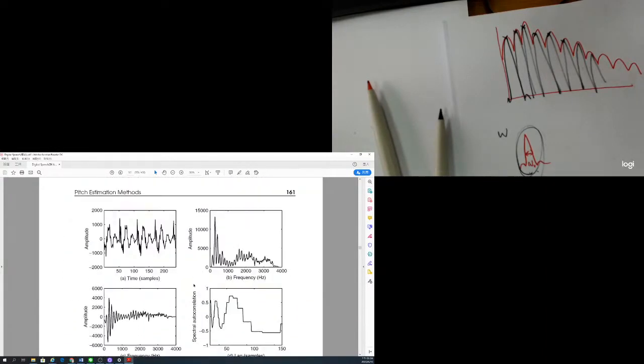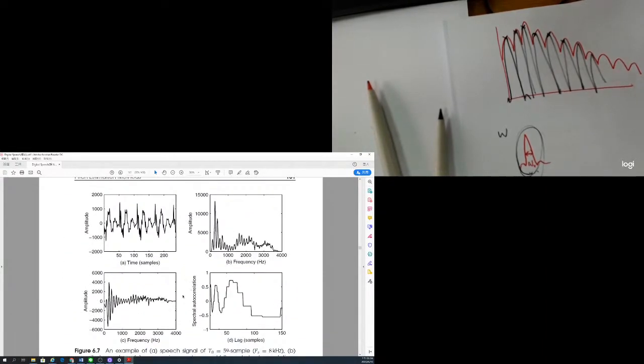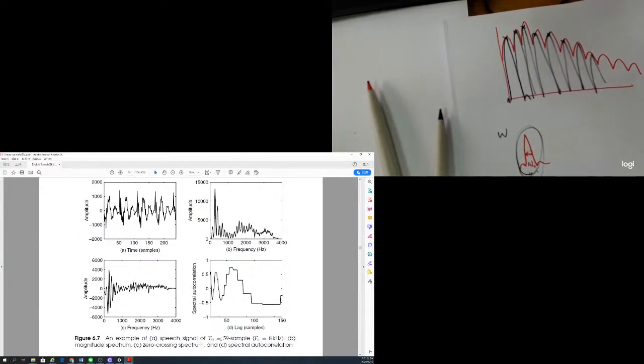Another one, they try to say our T0 will be bigger. So you can see in the spectrum correlation, in the frequency domain, they will find something a little bit close to double frequency. D is spectral autocorrelation, and C is zero crossing spectrum.